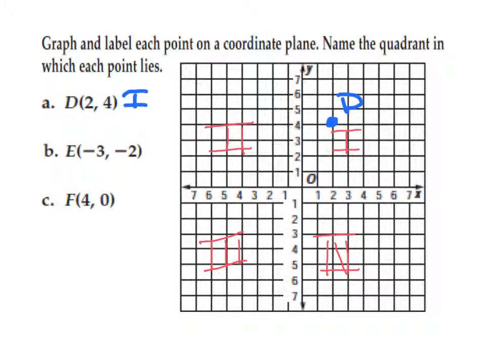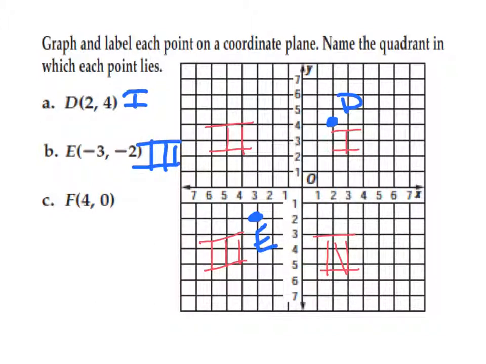Then I notice E, the x is a -3 and the y is a -2. That means I'm going to start at the origin. That's where the x and y axis meet. -3 means I move to the left for x, and then it goes -2 for y, and that means I go down 2 spaces. And this is where I plot the point for E. Now I notice that E is in the third quadrant, so I'll label that as the direction said.